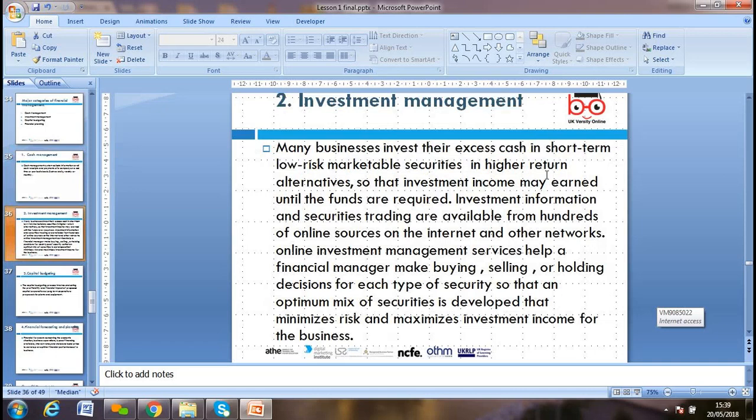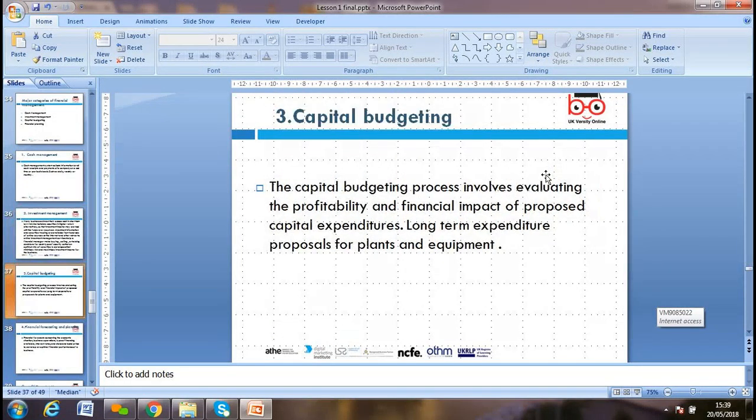Investment management. Many businesses invest their excess cash in short-term, low-risk markets and higher-return alternatives, so the investment income may be earned until the funds are required. Investment information and securities trading are available from hundreds of online and internet sources. So these all come under investment management, which is part of financial management.